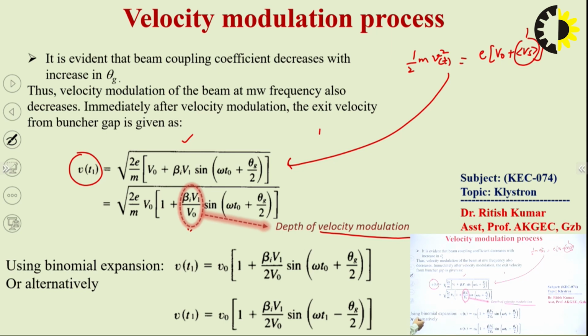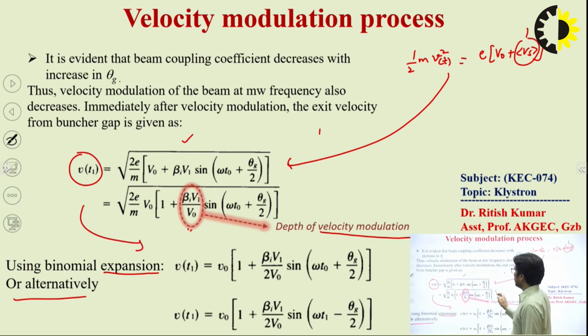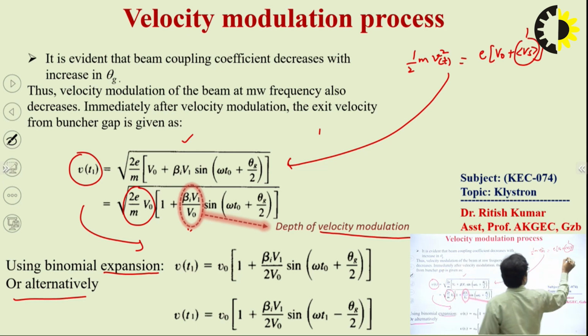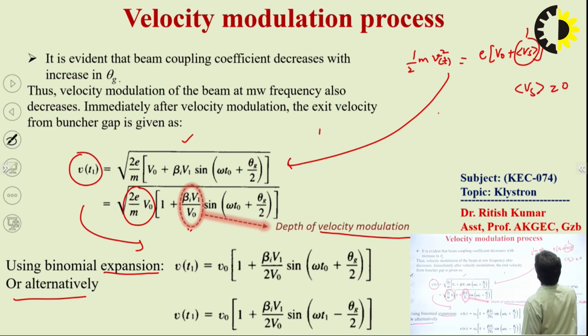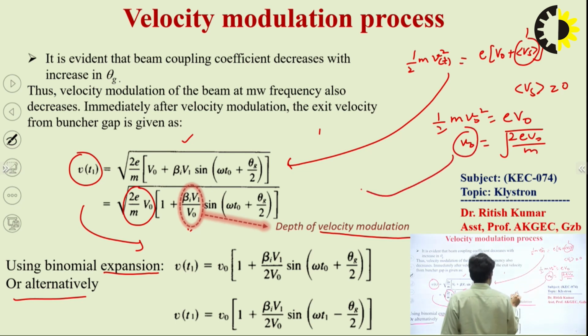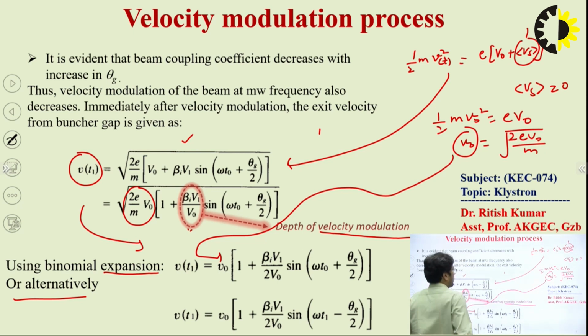Now, by applying the binomial expression, we have the alternative form of this equation, because we can consider this as the whole power of 1 by 2. So v naught, this is simple v naught. If the average of Vs is equal to 0, then half m v naught square is equal to e v naught. So v naught is equal to square root of twice e v naught by m. So this one is v naught, we can write here.